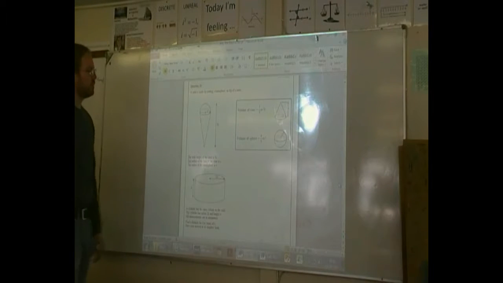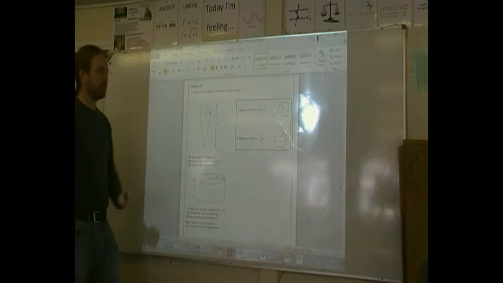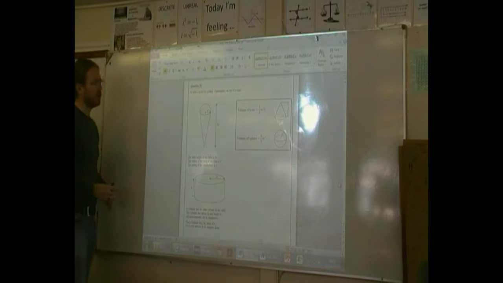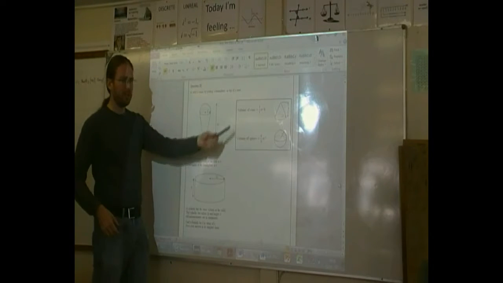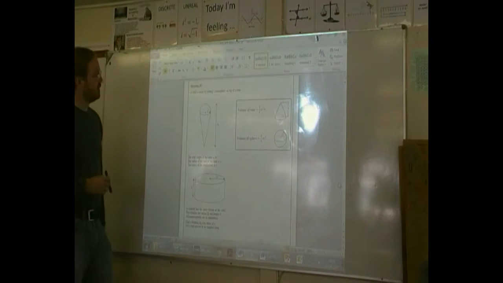Okay? Essentially, we know that this volume equals that volume. And if we know this volume equals that volume, we can make them equal and we can simplify it. I love questions like this, because all you're doing is rearranging a formula using algebra. Not complicated at all, really.